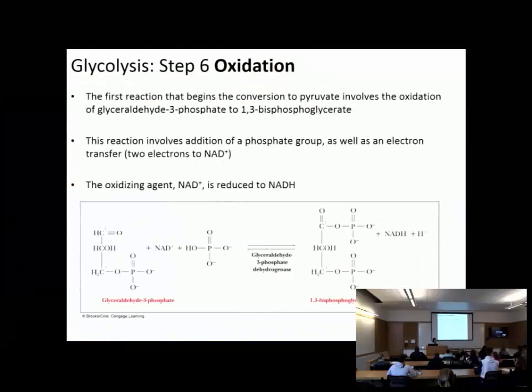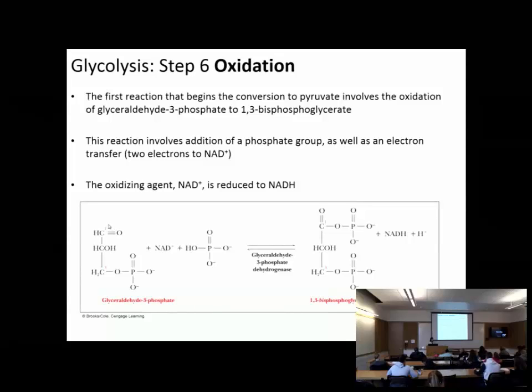We're going to begin the second stage of glycolysis. Remember, now we have 2 molecules of glyceraldehyde 3-phosphate. And we are going to, in our minds, say that every step that we're doing from step 6 on, 6 to 10, is going to happen in duplicate. So we have 2 molecules of glyceraldehyde 3-phosphate.